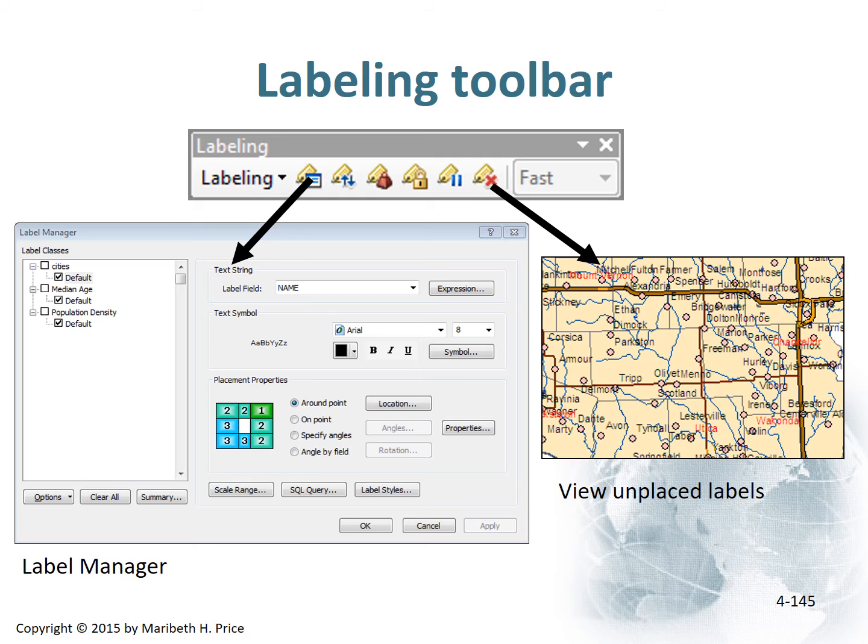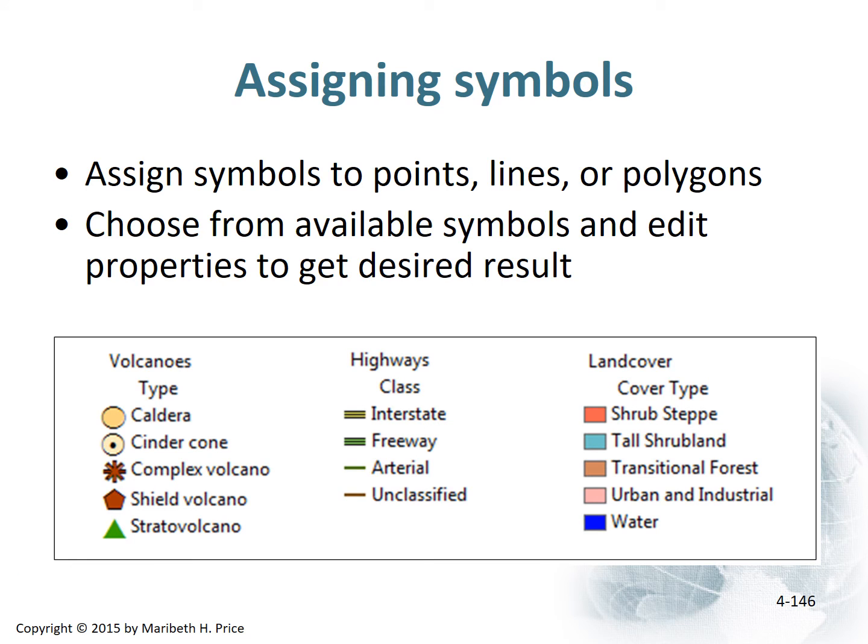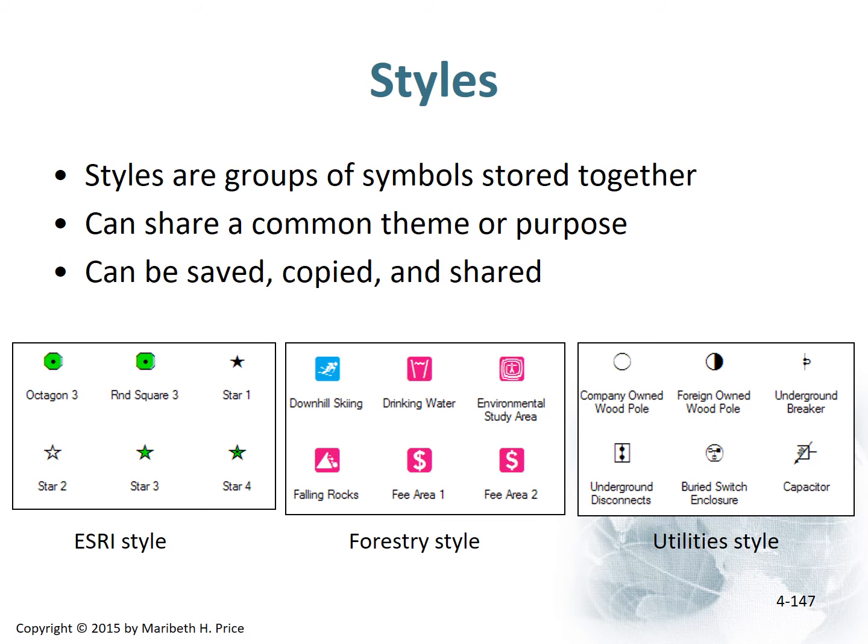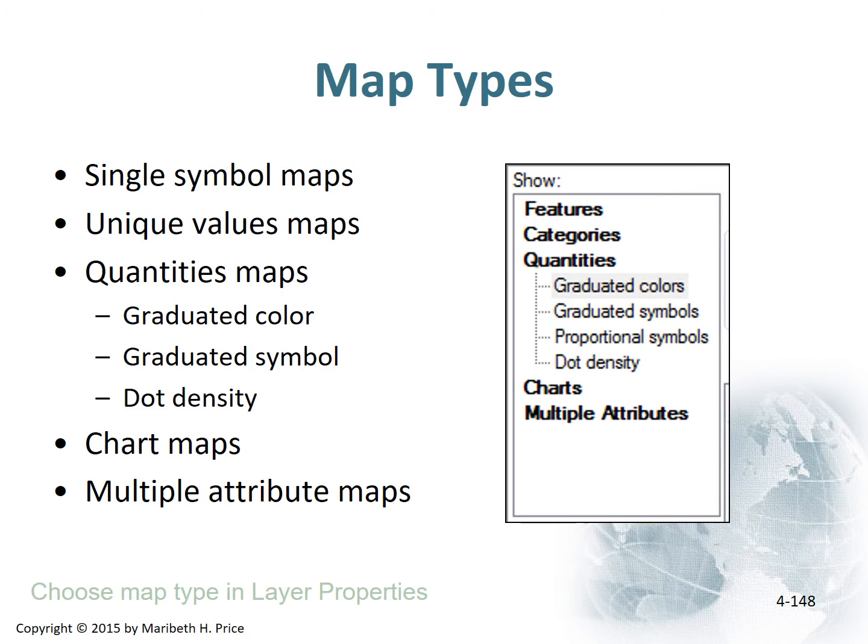And you can do some of this from the labeling bar, where you can go in and assign symbols like points, lines, and polygons. You can also use styles. Pay close attention. Styles are groups of symbols stored together. It sounds like a test question. There are just different types of maps as well: single, unique values, quantiles, charts. You need to know a little bit about those.